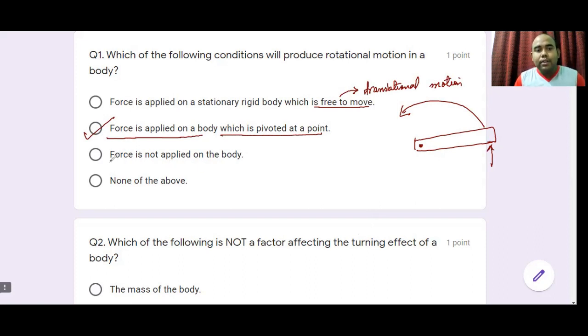The third option, force is not applied on a body. This is impossible. How can you produce motion in a body if there is no force applied? And none of the above is also wrong. So the second one is the correct option.